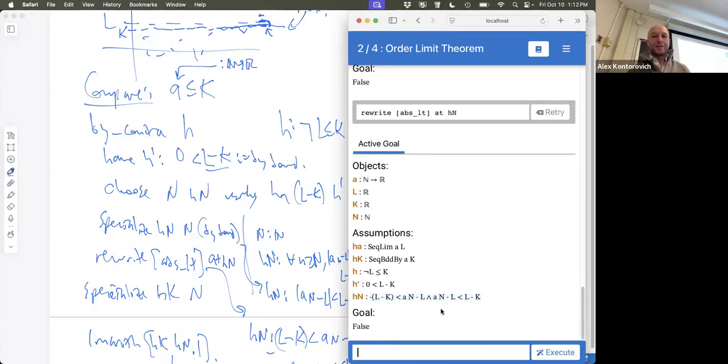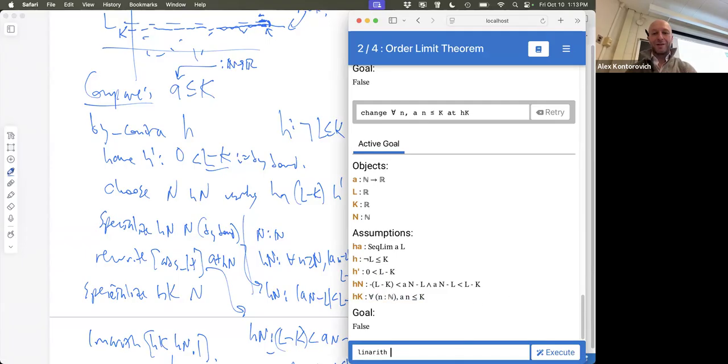So now we have these two inequalities, and just stare at our inequalities. If I add L to both sides, I have A capital N is strictly greater than K. And that's going to contradict this seek bounded by. For pedagogical reasons, let me change seek bounded by to say for all n, AN is less than or equal to K at HK, just so we can see what seek bounded by means. That was just for us.